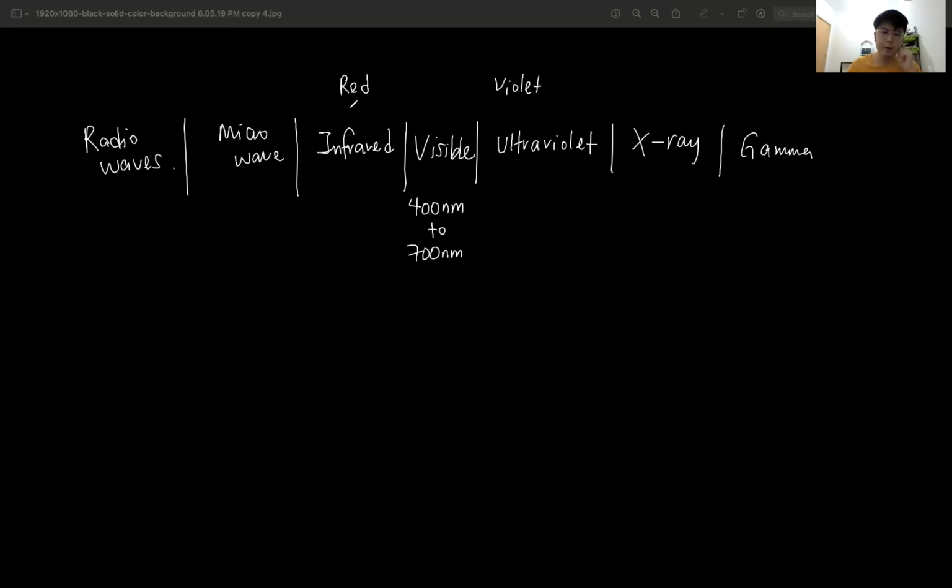Okay. Now we can detect visible light, because we can see it, right? Our eyes can detect visible light.